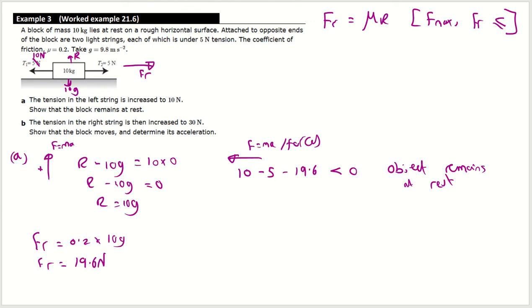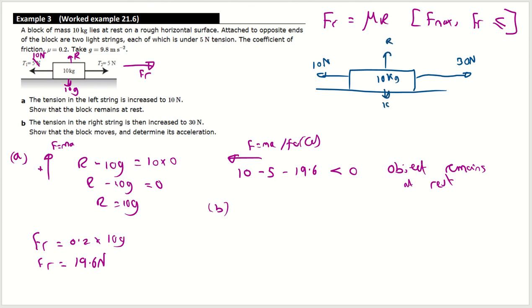Okay, if we look at part B, I'll do a new diagram possibly for part B up here, the space that we've got. It says the tension in the right string is then increased to 30 newtons. There's no mention of the left string, so we assume that's still 10 newtons. And there's no mention of the other forces vertically, so that means that R and 10g are still going to be working vertically. And then increase to 30, show the block moves. Now, if the block is moving and this force here is bigger than this force, this means the friction is going to be going this way.